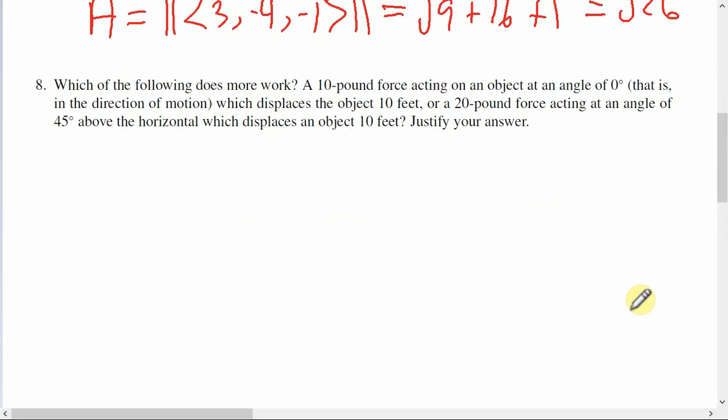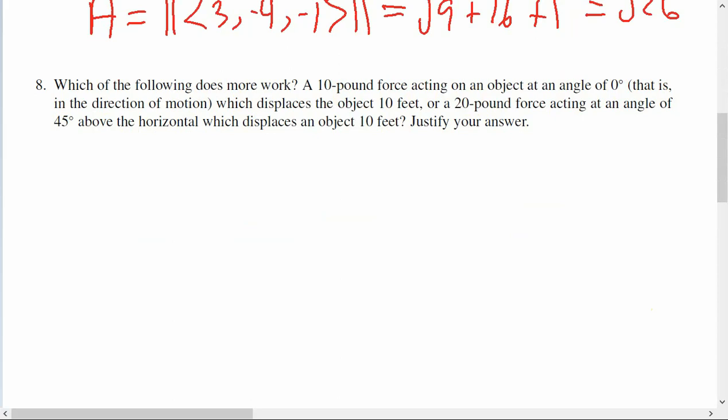All right, and then number 8. Which of the following does more work? A 10-pound force acting on an object at an angle of 0 degrees, meaning in the direction of motion, which displaces that object by 10 feet, or will I get more work by applying a 20-pound force acting at an angle of 45 degrees above the horizontal, displacing an object 10 feet.